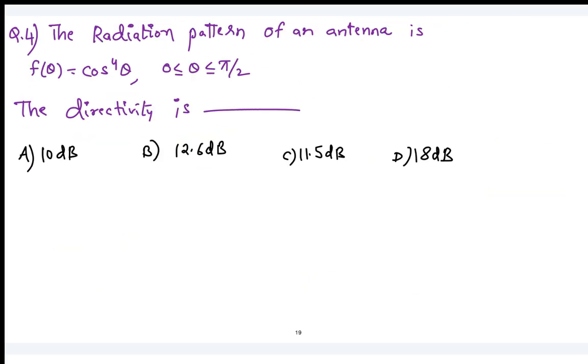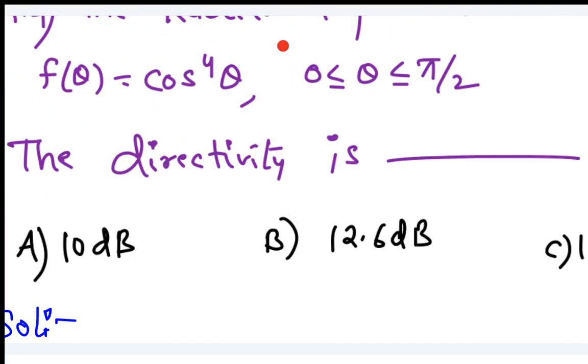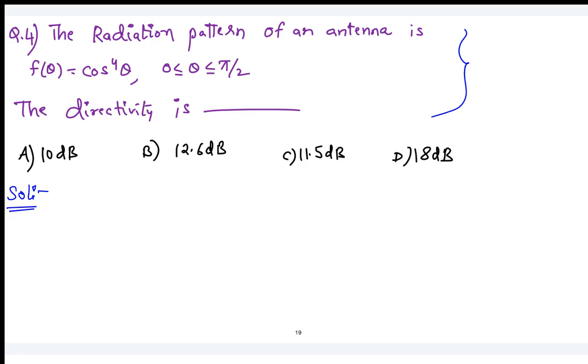So the next one. This kind of problem keeps on repeating. They have given the radiation pattern. Radiation pattern is nothing but your radiation intensity. Don't get confused with the terminology. The radiation pattern has been given in the theta plane, so you can assume phi has not been given. You take phi from 0 to 2 pi.